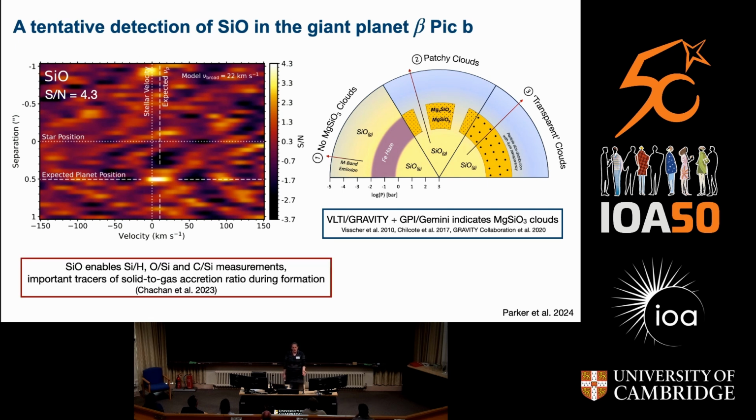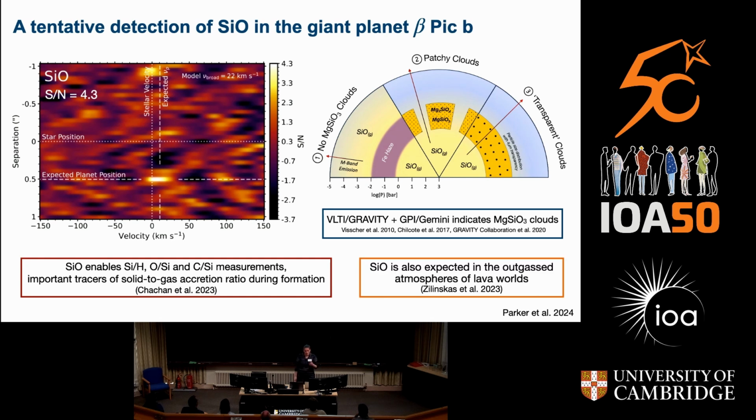So lots more data needed, but if we can trace SiO, it gives us access to these refractory materials that help us then connect that atmosphere back to how and where it formed in the protoplanetary disk. Those refractories tend to stay in one form, whereas volatiles can pass between different phases. SiO is also expected to be in the outgassed silica atmospheres of lava worlds. So we're going to try and do this in the M-band.